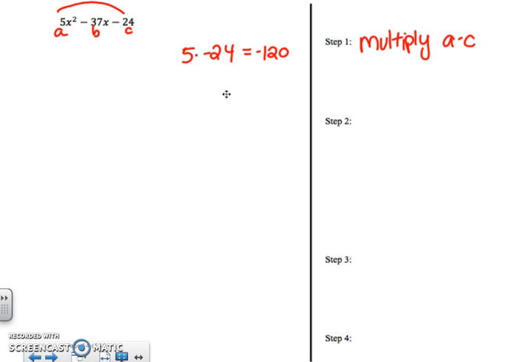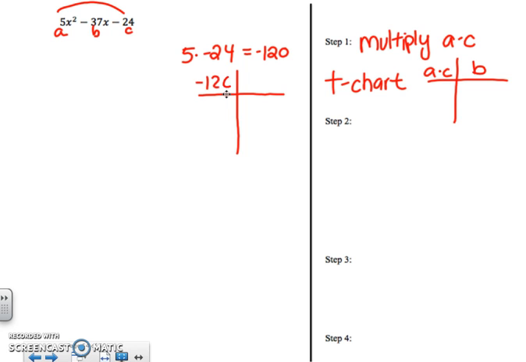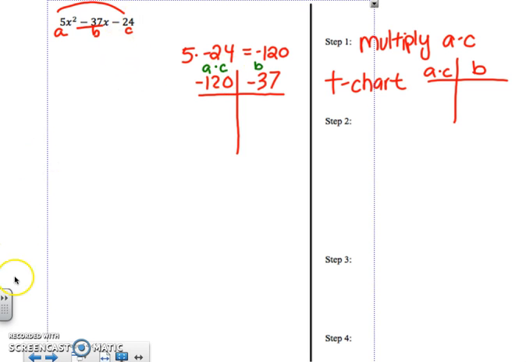So when you multiply a times c, this is when you're going to do your t-chart. Now in your t-chart, a times c is going to go on that left side because we know product goes on the left, and then your b term is going to go on the right side of your t-chart. So what that looks like is this negative 120, which was your a times c, is going to go there, and then your b term, which is negative 37, will go on the right side of your chart. So again, a times c always goes on the left side, and your b term is always going to go on the right side. T-chart set up, then you're going to complete the t-chart like normal.